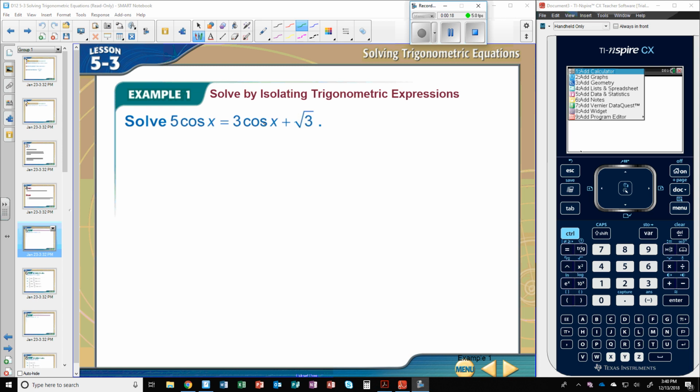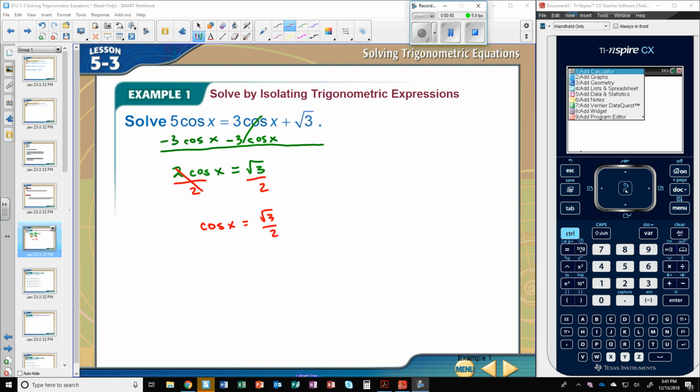Well, first I notice there's 2x, and specifically it's 5 cosine x and 3 cosine x. The first thing I'm going to try to do is make these two x's become 1. And so the way to do that is moving these 3 cosines to the left. So when I do that, those simplify away, and this becomes 2 cosine x equals the square root of 3. Now again, as I'm trying to isolate, I would divide by 2. And so now I'm left with cosine x equals the square root of 3 divided by 2.